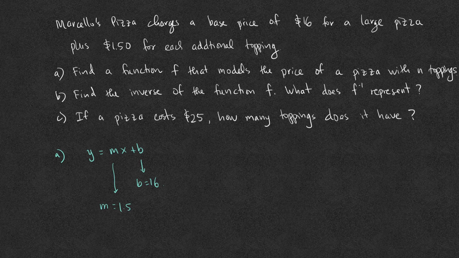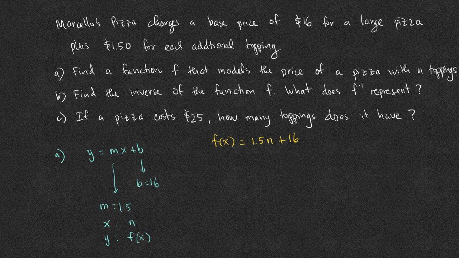The equation that we're looking for is in terms of f, as we are asked to use f. Instead of x, we use n, and instead of y, we use f, specifically f of x. And so the function we're looking for is f of n equals 1.5 n, the number of toppings, plus 16.